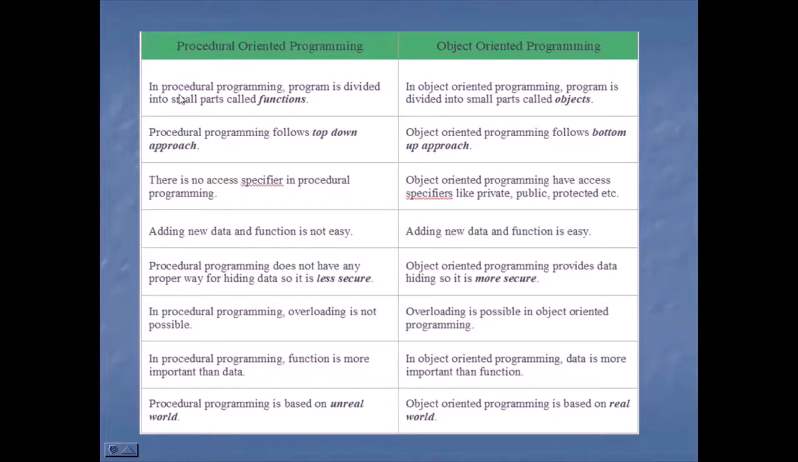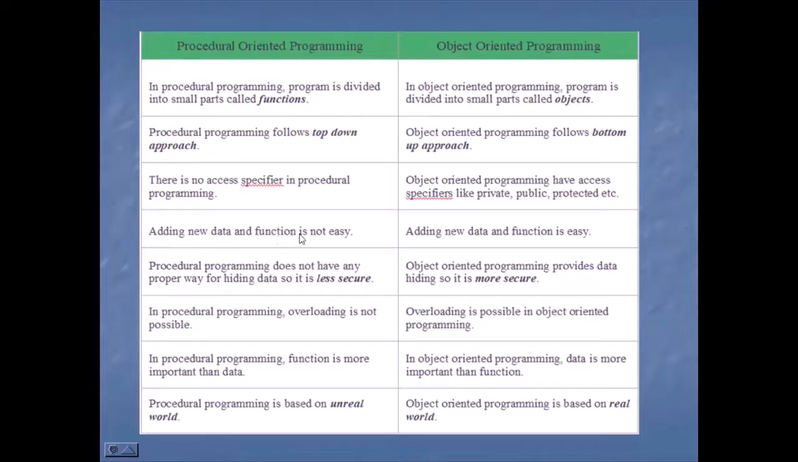The first one: in procedural programming, the program is divided into small parts called functions. Here it is objects. This is a top down approach. OOP is a bottom up approach. Here there are no specifiers. Here we have the specifiers: private, public, protected. I explained these in encapsulation.